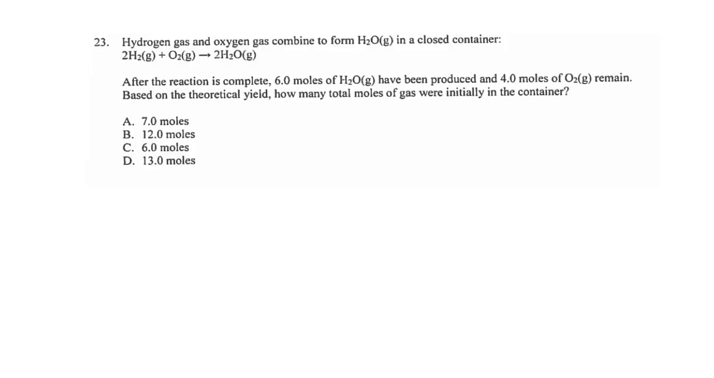Okay. So this question here is giving us the H2 plus O2 goes to water reaction. Everything's a gas here, so gases in the reactants and products. And so we're told that after the reaction is complete, 6 moles of water have been produced. And so we're told hydrogen and oxygen gas combine to form water in a closed container. After the reaction is complete, there's 6 moles of water that have been produced, 4 moles of oxygen remain.